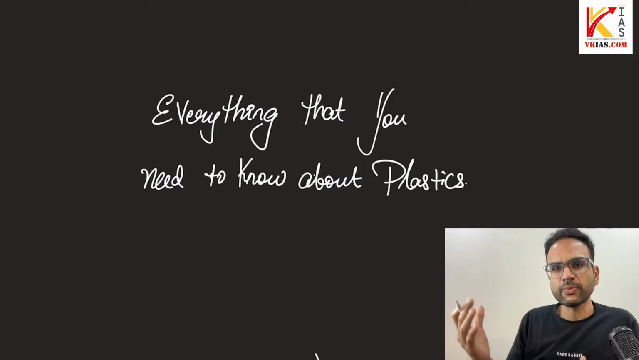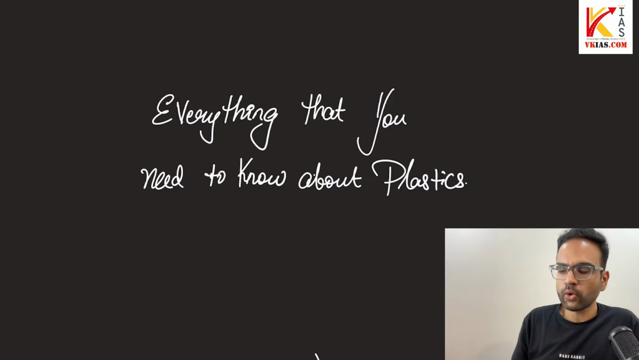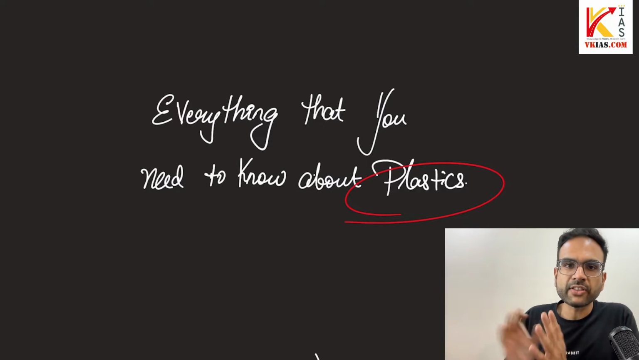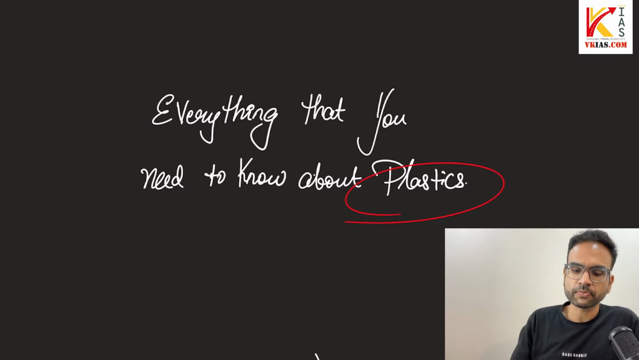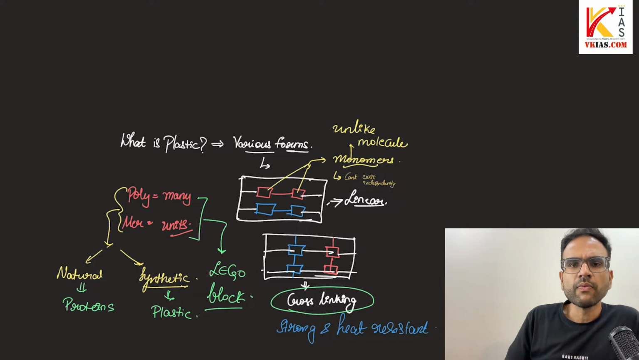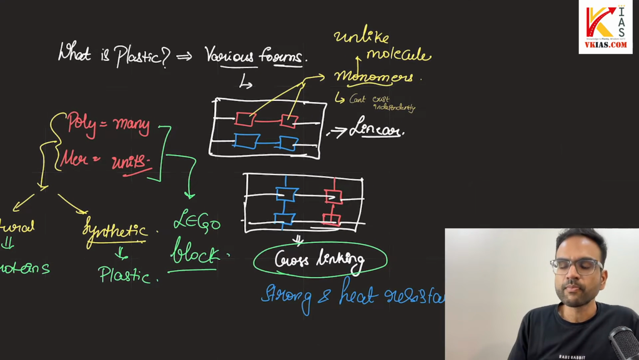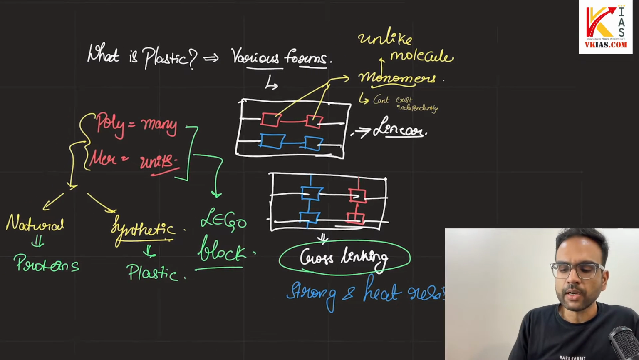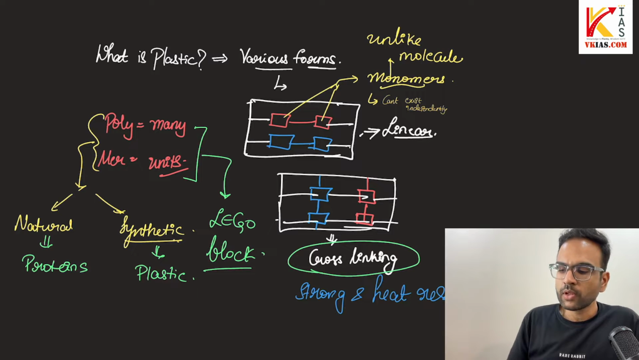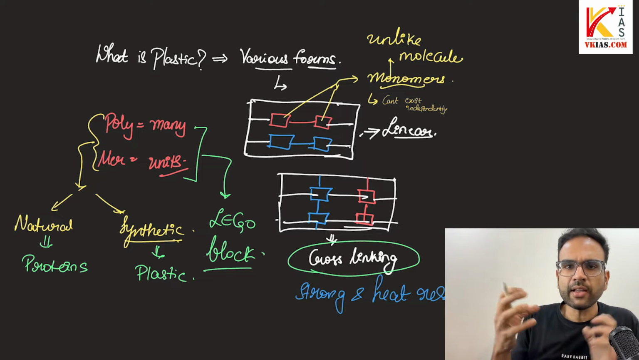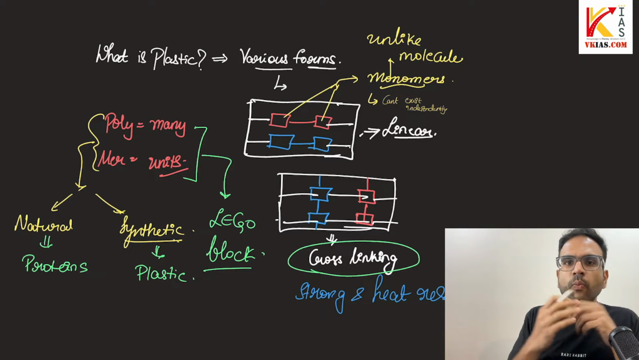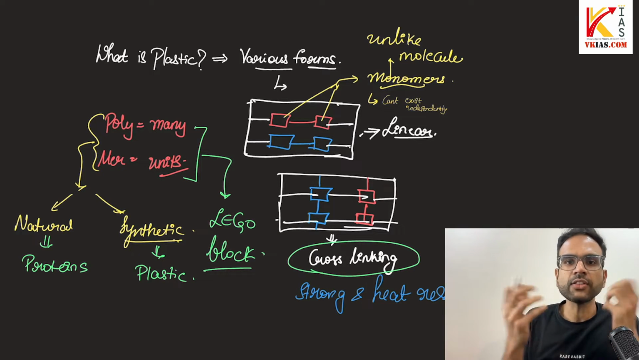Now, this video is everything that you need to know about plastics from UPSC's perspective. Okay, firstly, what is a plastic? Technically, if you see, plastic is nothing but a polymer. What is a polymer? Basically, consider it like a unit. A unit of a chemically combined substance, when joined together, gives a certain structure.